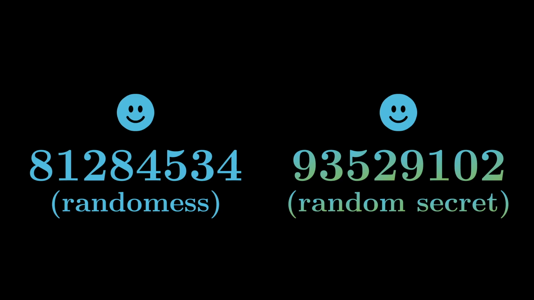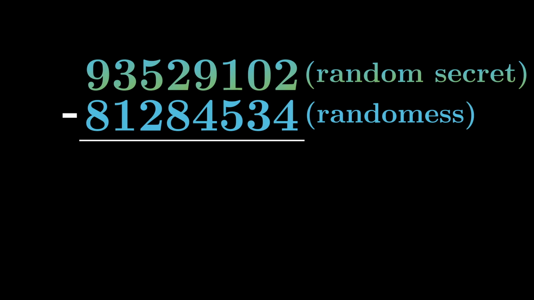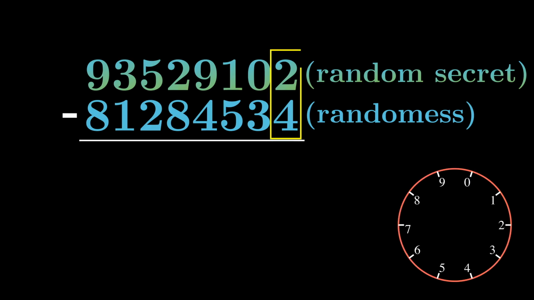The next step is to recover our secret from these two shares. All we need to do is to subtract the random number from the random secret. As you might have guessed, we'll perform the subtraction using our clock. We will start at 2 and move 4 divisions anti-clockwise. This gives us an 8.